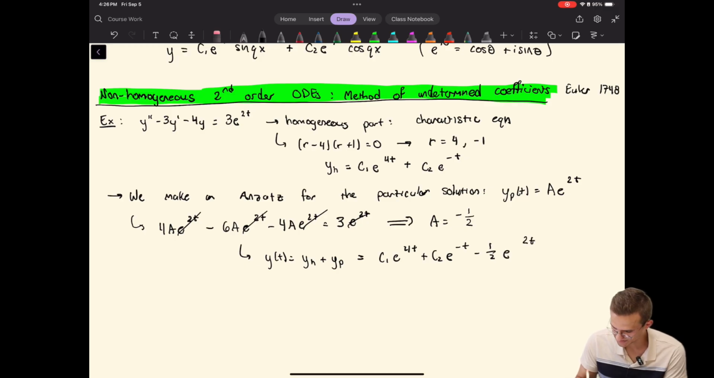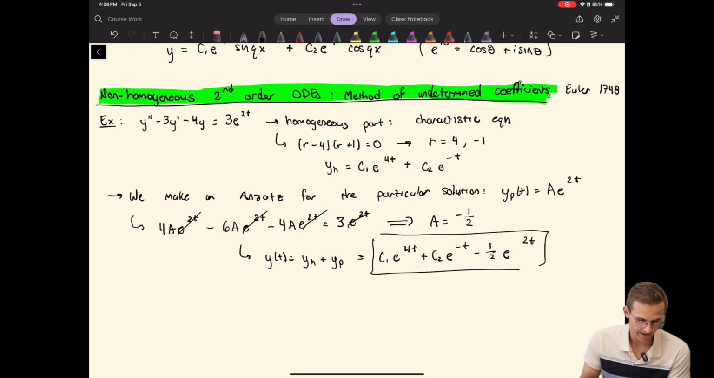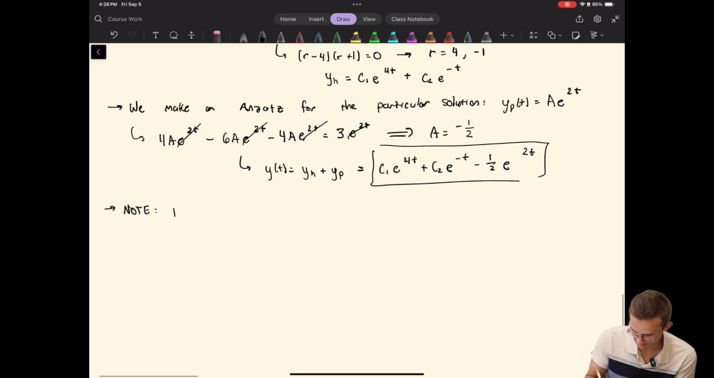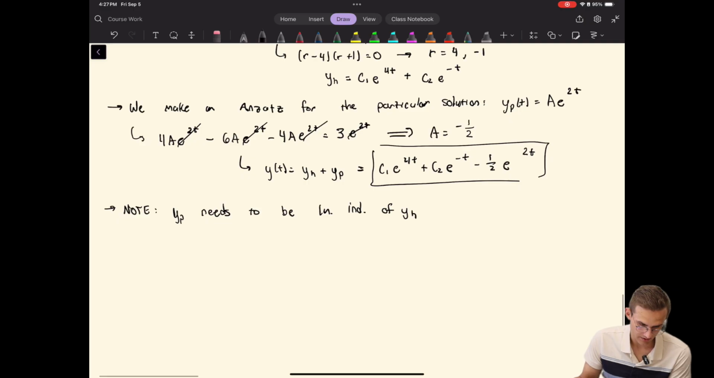Okay, and that's our final solution. Pretty straightforward. Now, one thing to note is that the particular solution needs to be linearly independent to each term in the homogeneous solution. Okay, so yp needs to be linearly independent of yh.